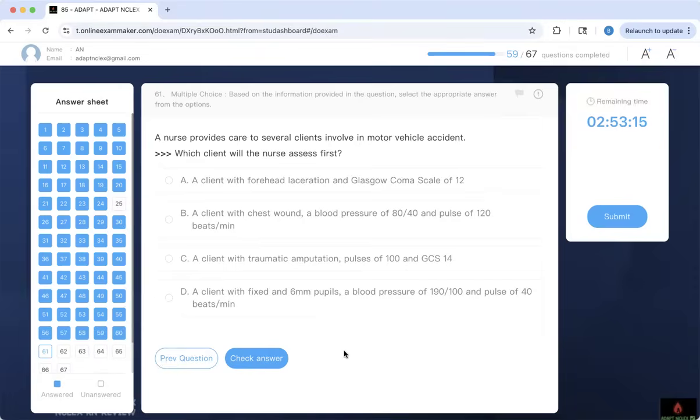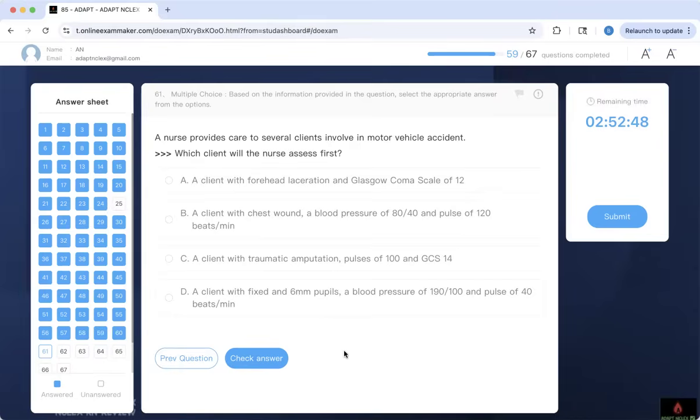Anybody with what? Shock, number 2. Airway. And for a client with a laceration, GCS of 12, you may have brain injury. A client with chest wound, hypotensive, and tachycardia is in shock. A client with traumatic amputation but his pulse is fine, GCS 15, is not in shock, even though he has lost some blood.